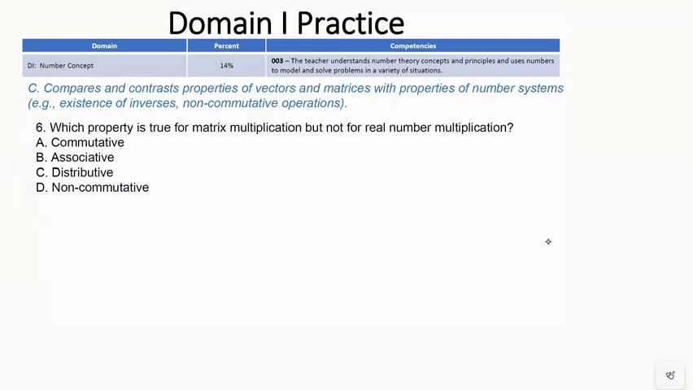Let's review the child's competency. Same competency, but we need to review. Compare and contrast the vectors, matrices, property of number system. Which property is true? Have you noticed I highlight what the conceptual understanding is, the true, the correct? Matrix multiplication, but not real number multiplication.